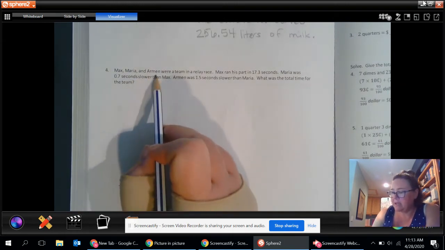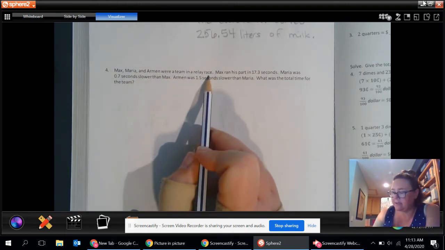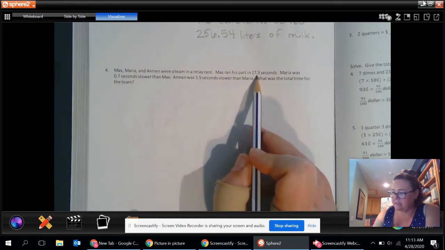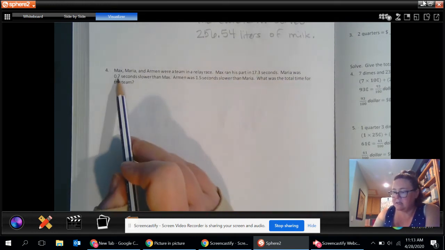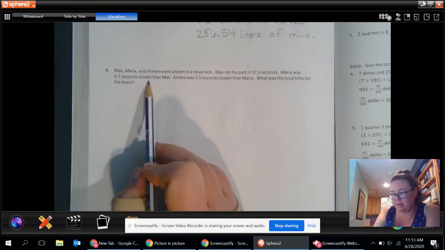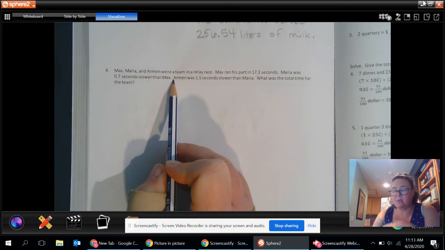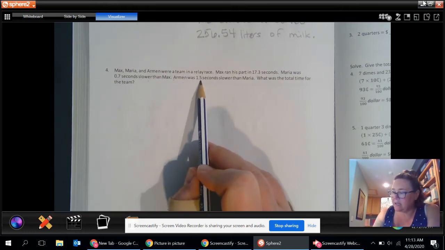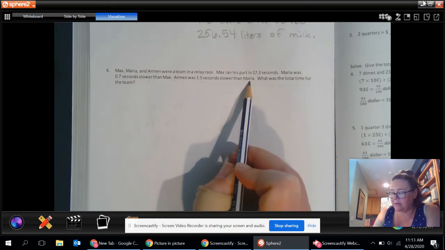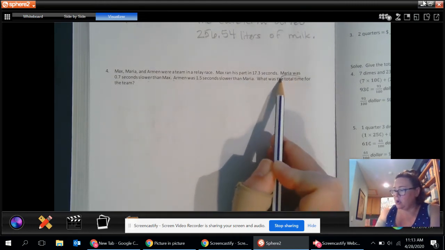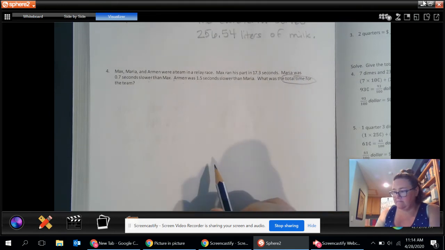Our final question. Max, Maria, and Armin were a team in a relay race. Max ran his part in 17 3/10 seconds. Maria was 0.7 or 7/10 seconds slower than Max. So when you're slower, it means you take more time. Armin was 1.5 seconds slower than Maria. So that's adding even more time. What was the total time for the team?